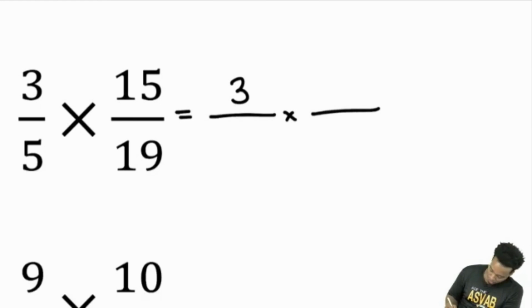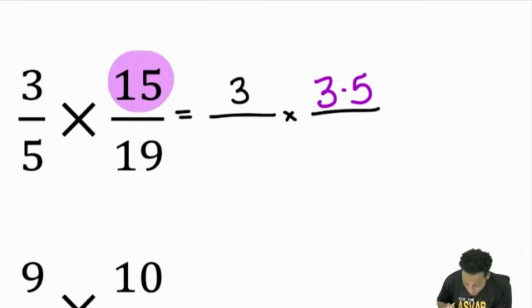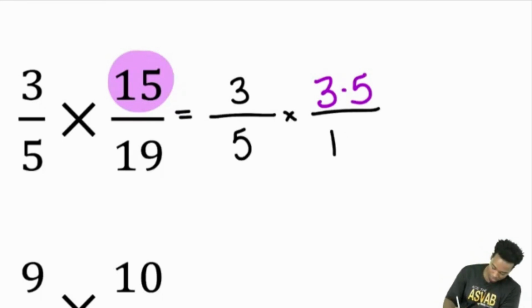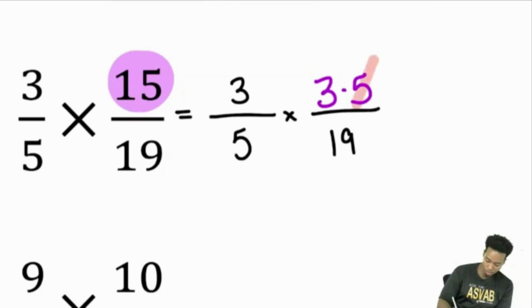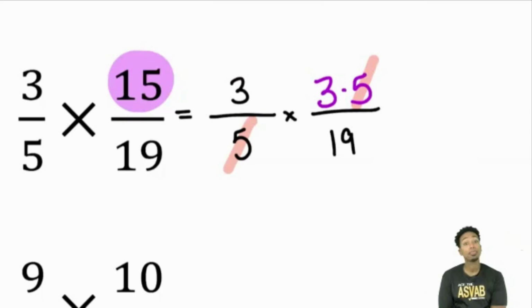So 15 over here, we'll break that down, and that'll be 3 times 5. And so from there, we still have the 5 and the 19, but look at what you notice: you can cancel the 5 from the top and the bottom. Everybody, do we see that? If we take a look at both fractions, we are able to cancel out the 5 that's there.